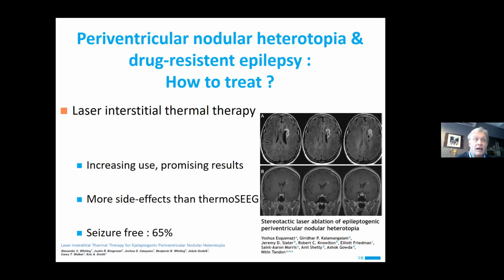What can be said is that the side effect rate is higher after the laser procedure than after the coagulation procedure. The seizure-free rate is also higher, although with a shorter follow-up globally, but it seems to provide a better outcome. My comment, as I look at this picture taken from this very nice paper from the Texan team, is that finally the post-laser MRI control is very similar to what is obtained after coagulation.